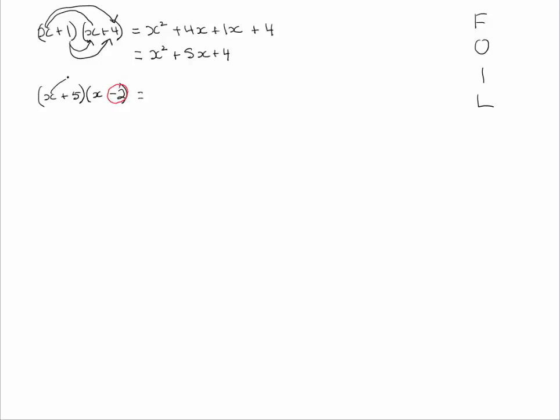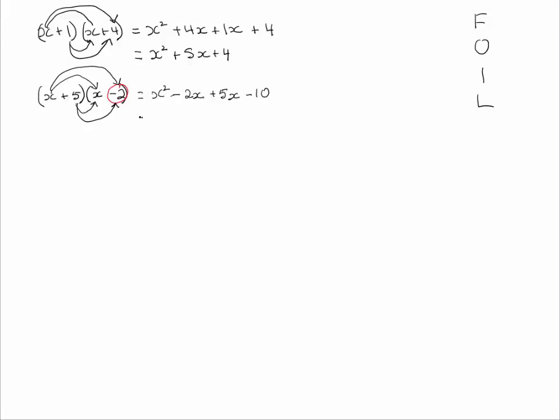So we have first, x times x is x squared. Outside, x times negative 2 is negative 2x. Inside, 5 times x is 5x. And last, 5 times negative 2 is negative 10. This is where a lot of people get confused as to what to do next.